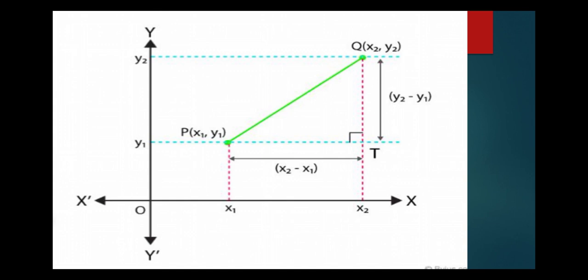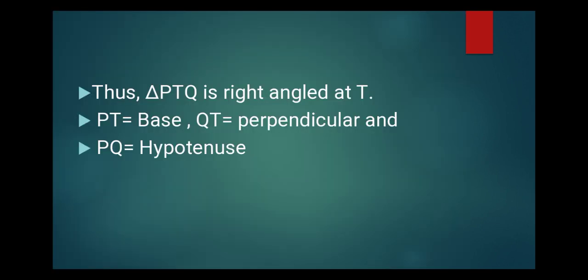Here you can see point P (x1, y1), point Q (x2, y2), QT is y2 minus y1, and PT is x2 minus x1. Thus, triangle PTQ is right angled at T. PT is equal to the base, QT is equal to the perpendicular, and PQ is equal to the hypotenuse.